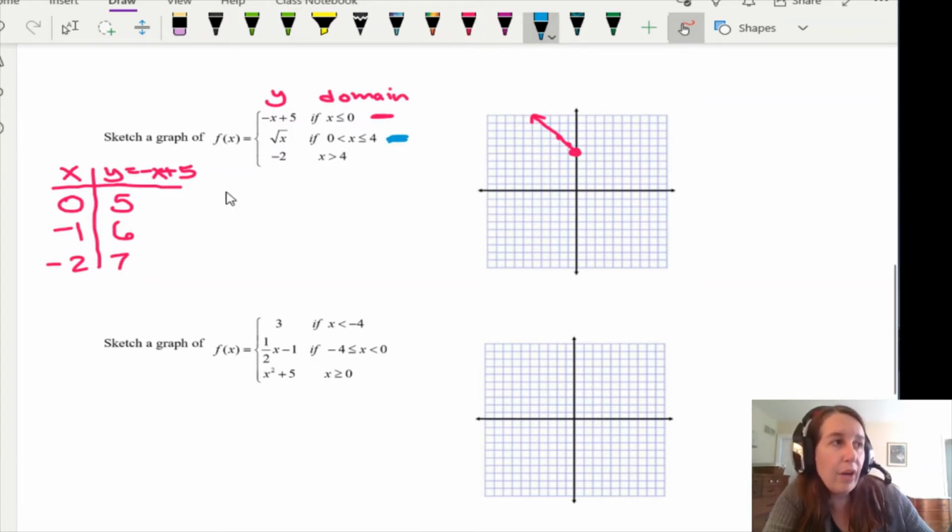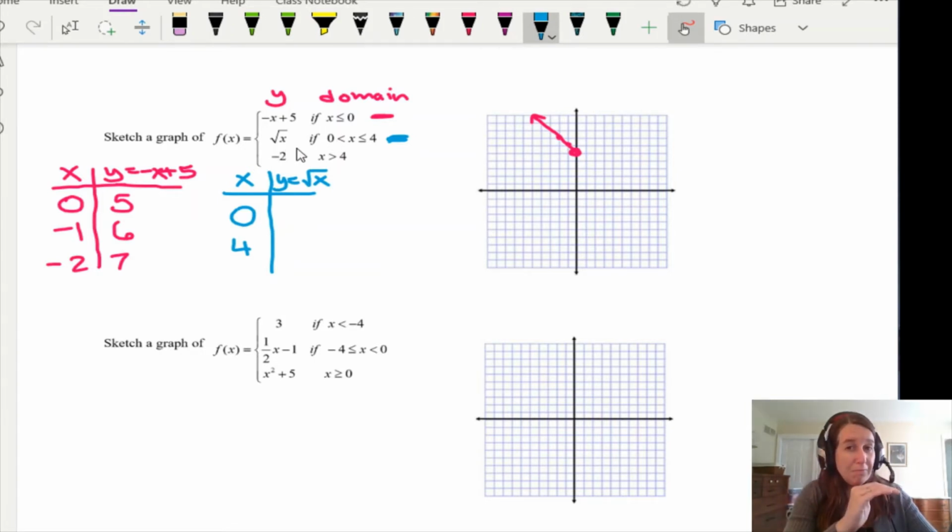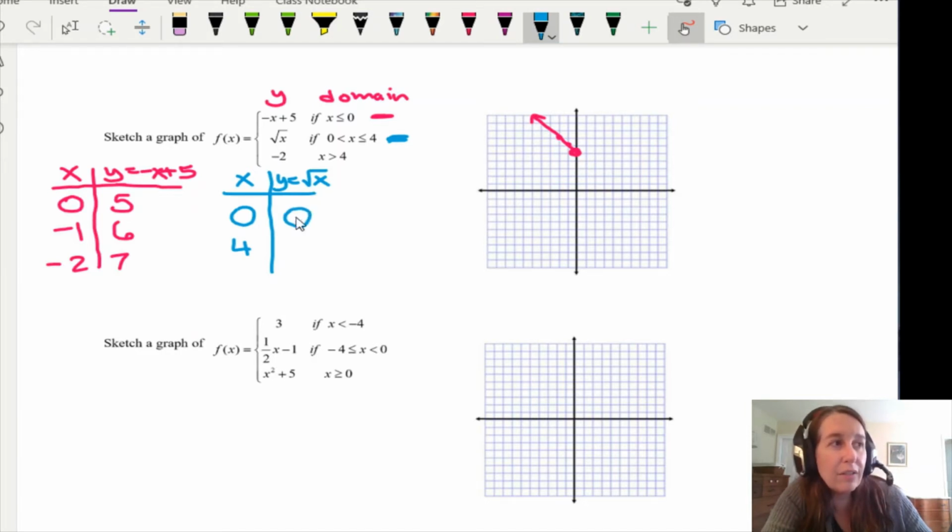All right, let's do the second part in blue. That part is square root of x. So we can do x and then y equals the square root of x. Notice we have to go from 0 to 4, so we can just do the points 0 and 4. That's fine, especially if we know what the square root graph looks like. If you put 0 in the square root, that is 0 still. If you put 4 in the square root, you get 2.